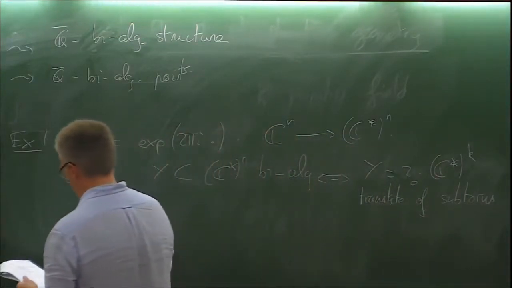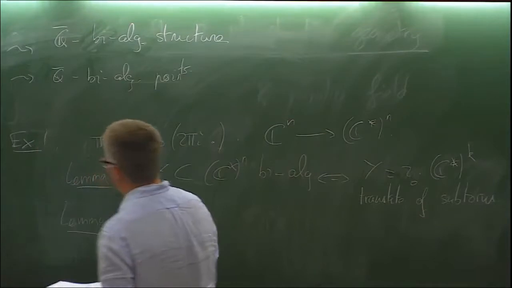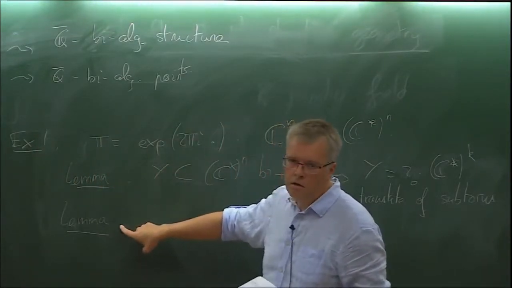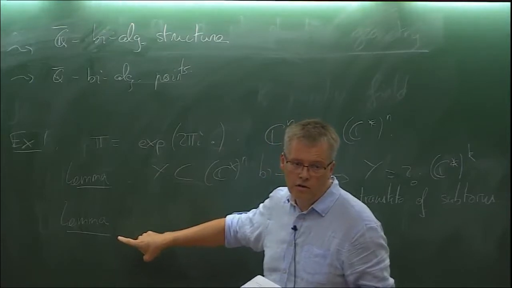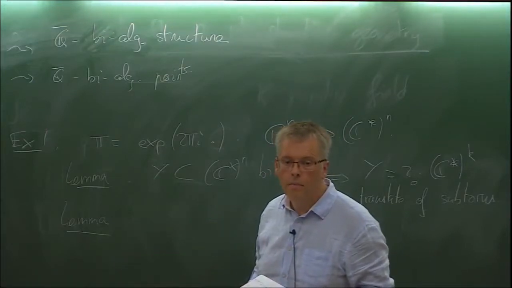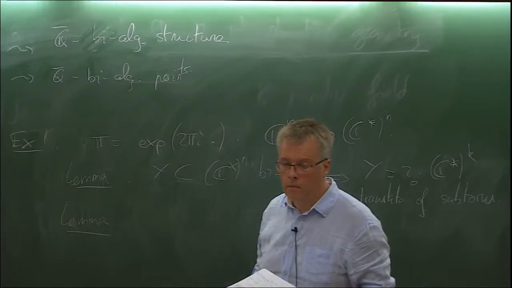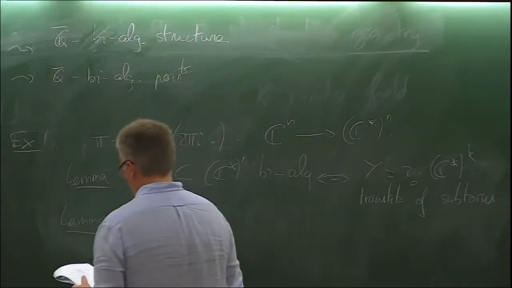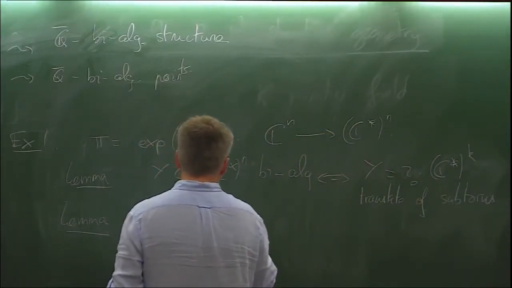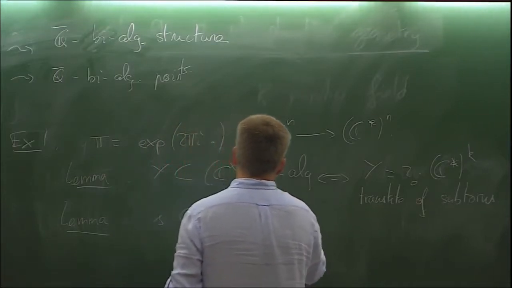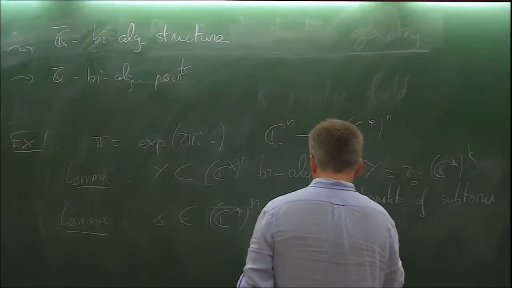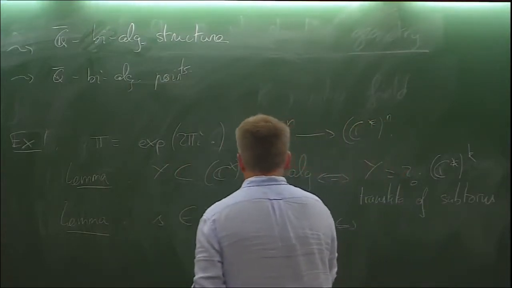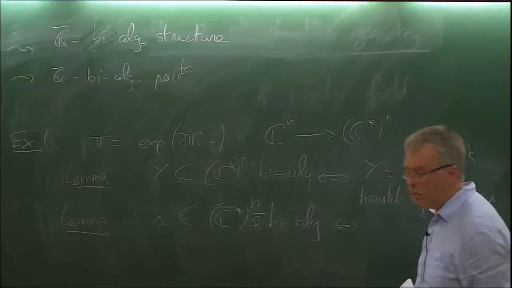And the next lemma, so this is easy, it's a good exercise. Here I'm writing lemma. If you are not used to classical transcendence theory, this is not easy at all. Okay. So I claim that a point in C star to the n is bialgebraic if and only if it's Q bar bialgebraic, if and only if it is a torsion point.